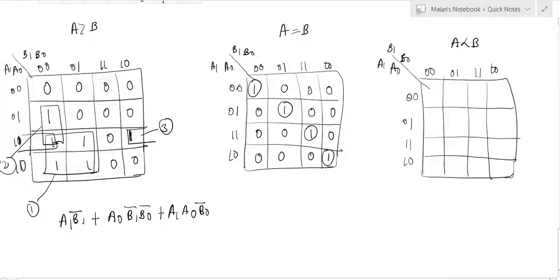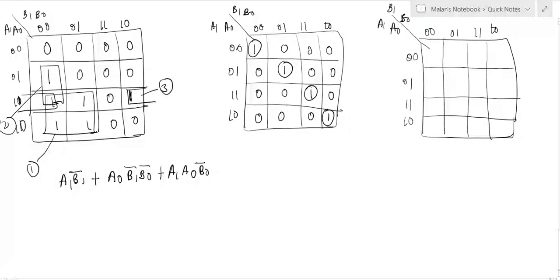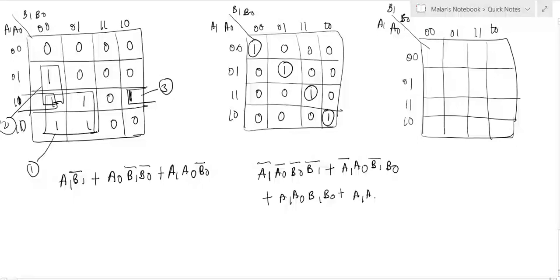Now for A equal to B, the first one is A1 bar, A0 bar, B0 bar, B1 bar, plus A1 bar, A0, B1 bar, B0, plus A1, A0, B1, B0, plus A1, A0 bar, B1, B0 bar.